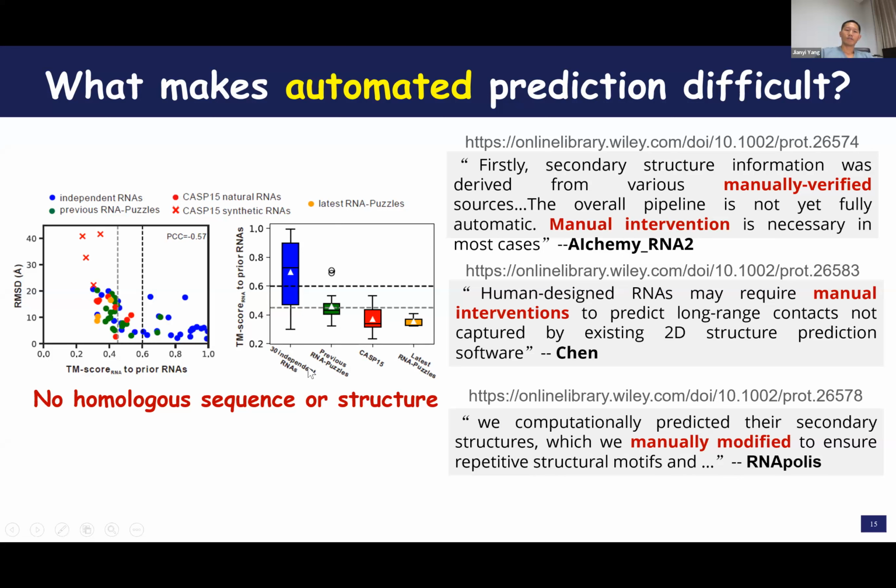So for very hard RNA targets, it's very difficult to make an accurate prediction automatically, by any method, not just the AI approach. For conventional methods, this is also very difficult.